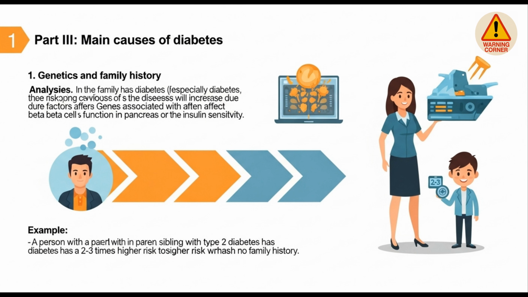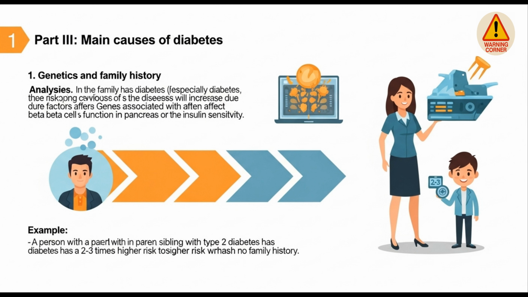Part 3. 10 main causes of diabetes. Here are the 10 main causes of diabetes with a detailed analysis of each cause. Number 1. Genetics and family history.